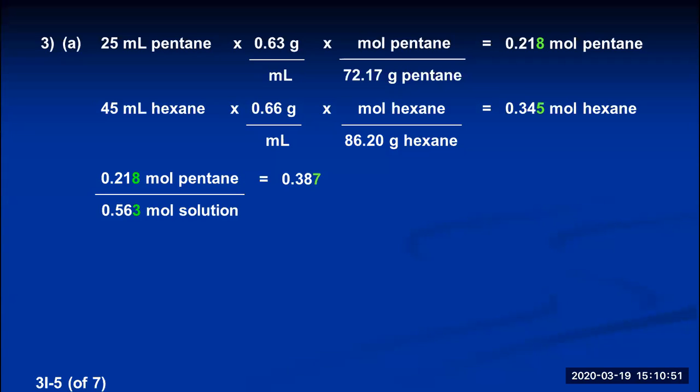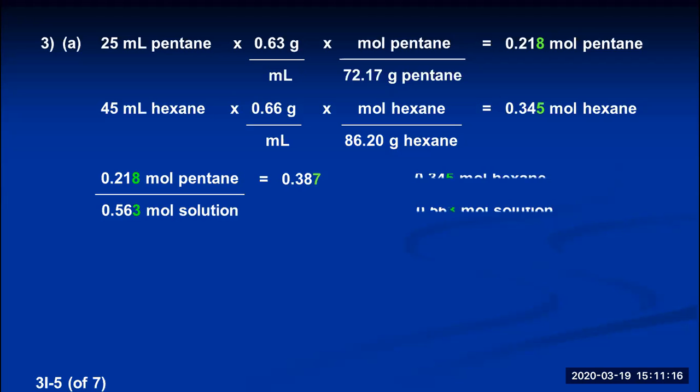And if you know there's only 2 components in the mixture, the other mole fraction has to be 1 minus that, because if one of them is 38% and there's something else in there, it has to be 100 minus that, that'd be 62. So if you have 2 mole fractions and there's only 2 components in the mixture, then they have to add up to 1. So the second one would have to be 1 minus 0.387, which would be 0.613, I think.